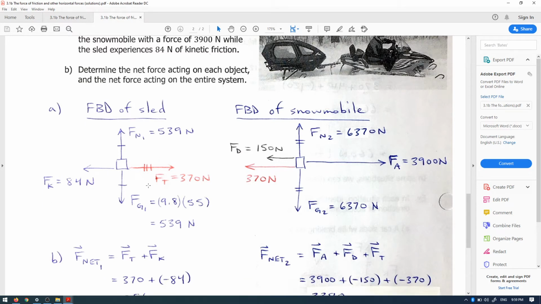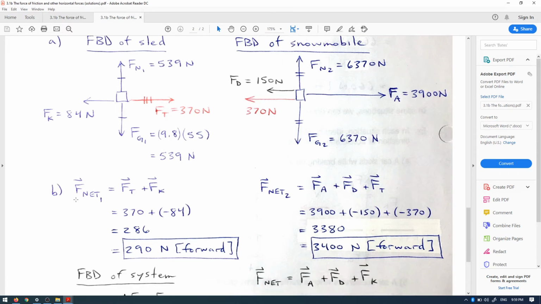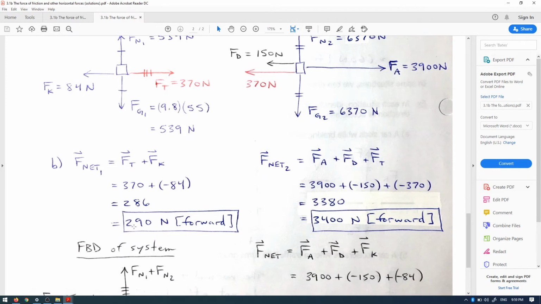Since there's a balance in the vertical, I'm not going to talk about the vertical. Instead, I'm going to figure out what's going on in the horizontal. I'm going to add those two forces together and get the F net for the sled. So I go 370 plus negative 84, because it's in the backward direction. So I get a total net force of 286 newtons, but if you want to account for significant digits, you have about 290 newtons forward.